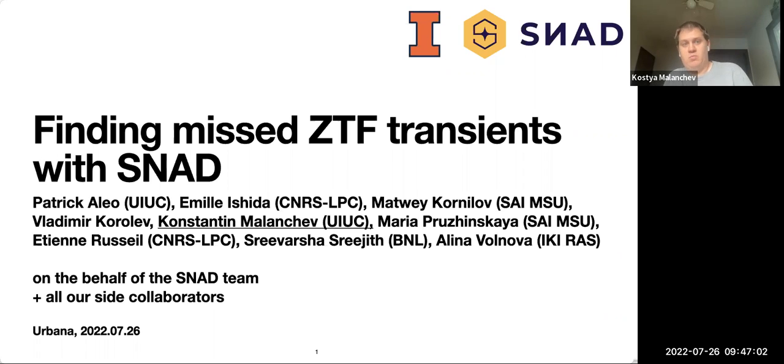Okay, today I will report some results of finding missed ZTF transients by the SNAD team. SNAD is originally an abbreviation of supernovae anomaly detection. Our main work is anomaly detection in different catalogs with different methods. But today I will focus more on our results on finding transients, mainly supernovae, missed in ZTF, using data releases.